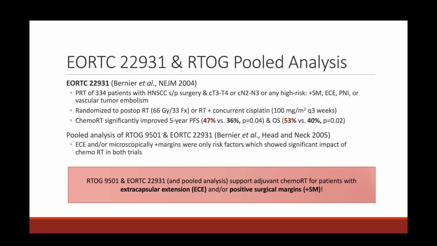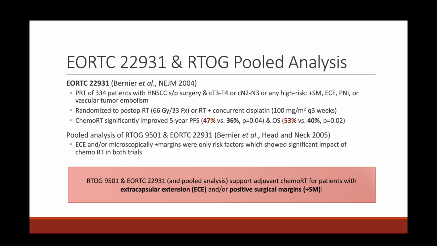And the results showed that chemoradiation significantly improved their 5-year progression-free survival and overall survival. Progression-free survival improved from 36% up to 47%, and the overall survival improved from 40% up to 53%. So somewhere on the order of 10 to 15% improvement in both of these outcomes. There was then a pooled analysis of RTOG 9501 and EORTC 22931, and on multivariate analysis, what they found is that extracapsular extension and/or microscopically positive surgical margins were the only 2 risk factors that showed a significant impact of chemoradiation in both trials.